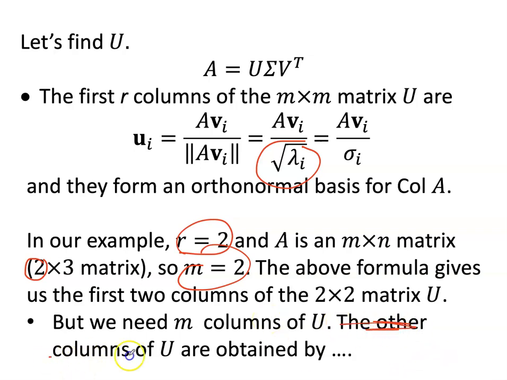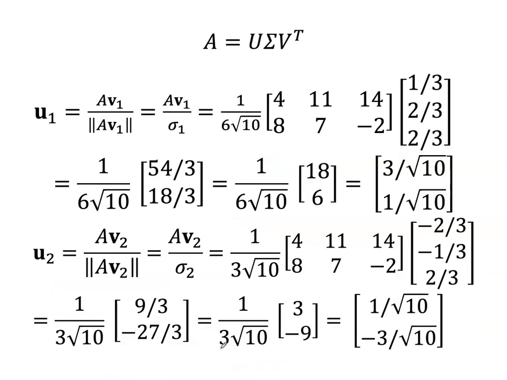The other columns of U are obtained by another procedure. We don't need that, because we've already got what we need. We have everything we need.